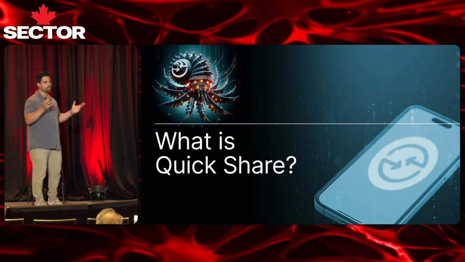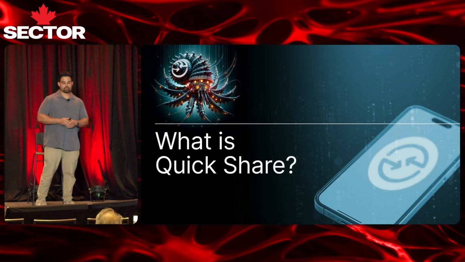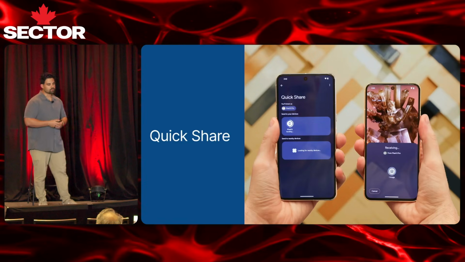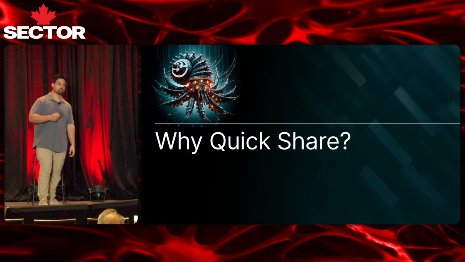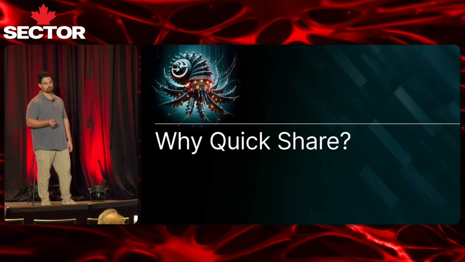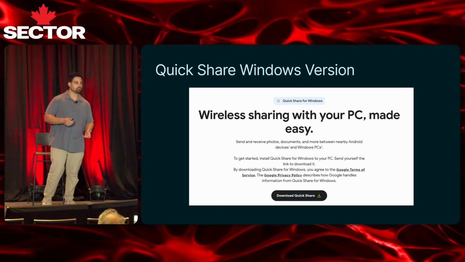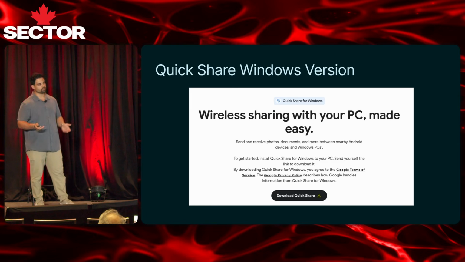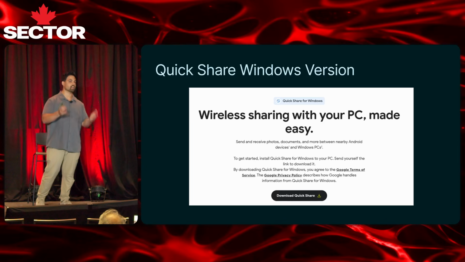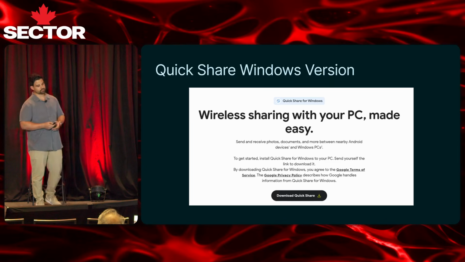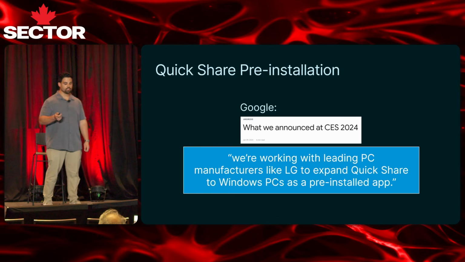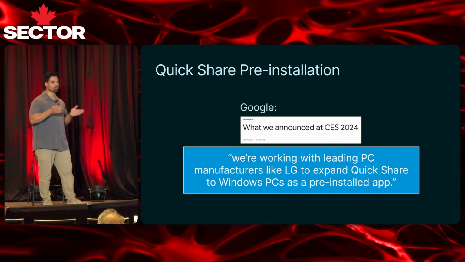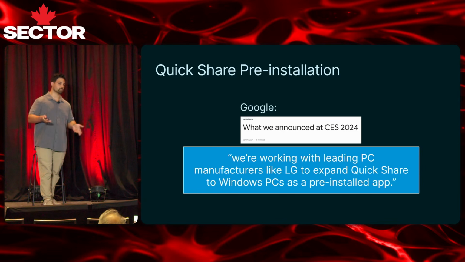So, for those of you who are not familiar with QuickShare, QuickShare is Google's nearby file transfer solution for Android, same as Apple's AirDrop. And the reasons for why we chose it are a few. So, first of all, Google has recently announced a Windows version of QuickShare, allowing to share files between Windows computers and Android devices. Second, at CES 2024, they announced that they're working with leading PC manufacturers like LG to expand QuickShare to Windows PCs as a pre-installed app, making it a much more attractive target.